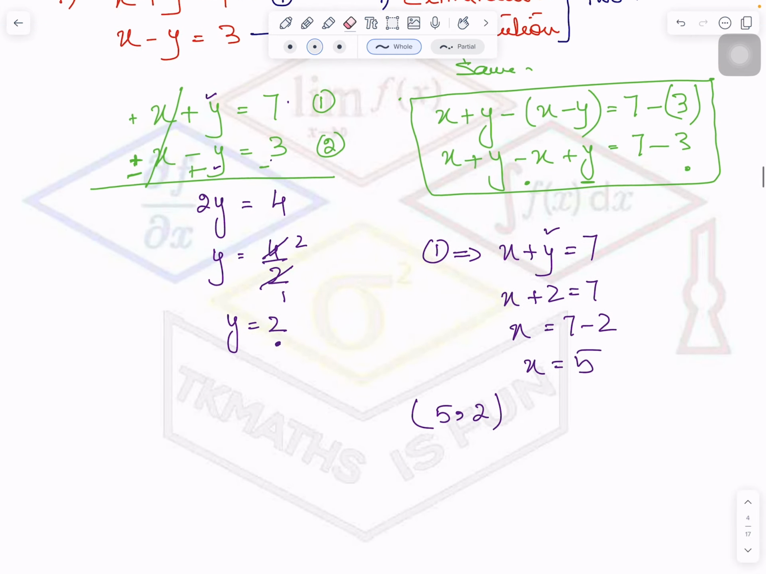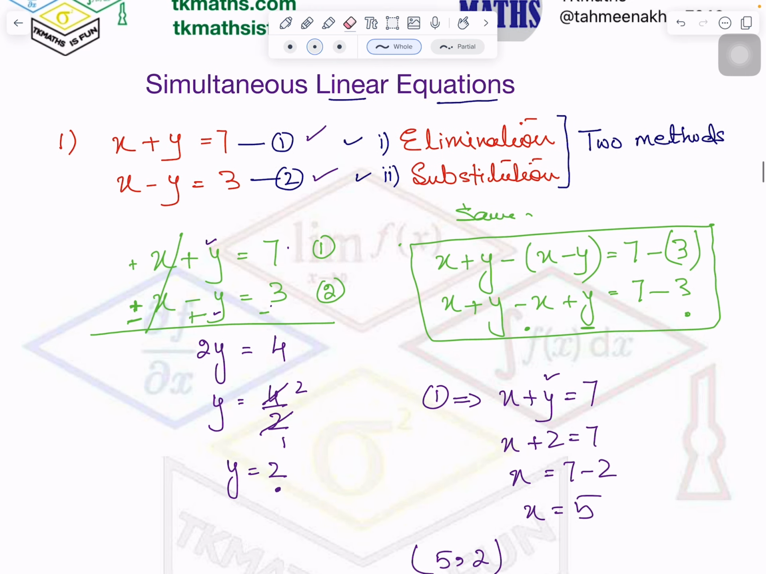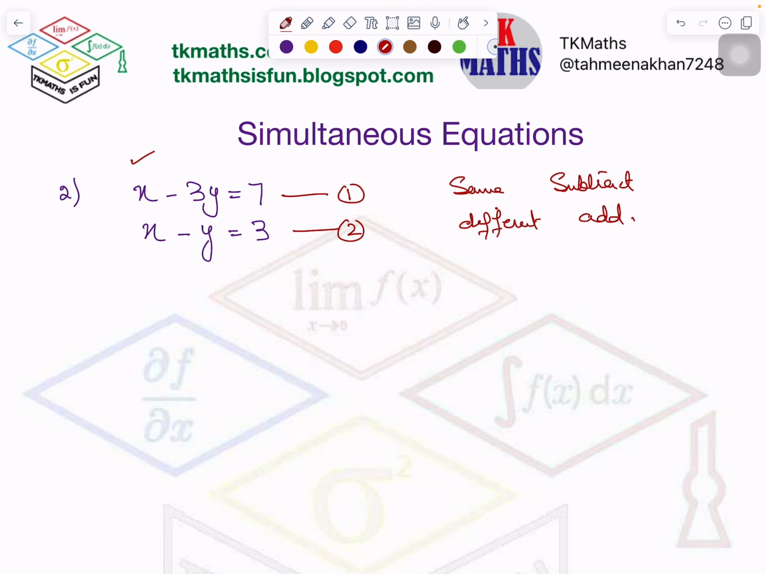Rather, what I will do, in this question originally the signs were different for y. Can you see here? Different sign. So I will solve the same question again by eliminating y to show you. Anyway, coming back to this question. Now because the sign of x is the same and the coefficient is the same, I will subtract the equations.